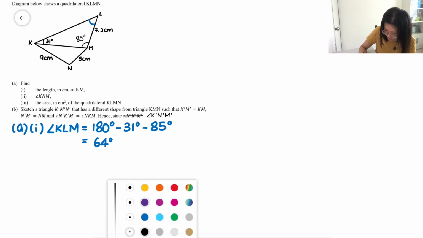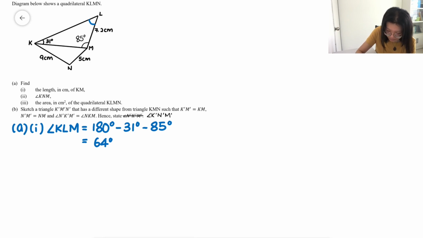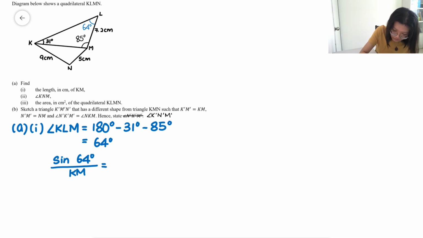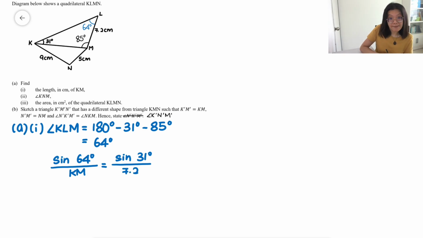So that I know what happened, and I do hope that you can have this practice too. 64 degrees. Now I can apply my sine rule. Sine 64 degrees over KM equals to sine 31 degrees over its opposite length, which is 7.2 cm.